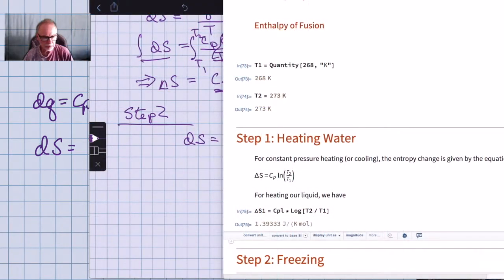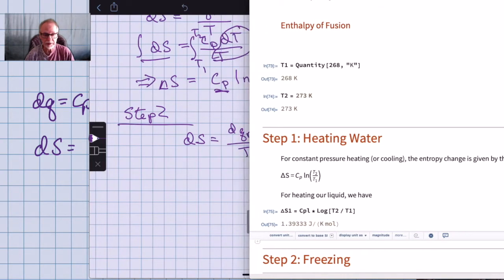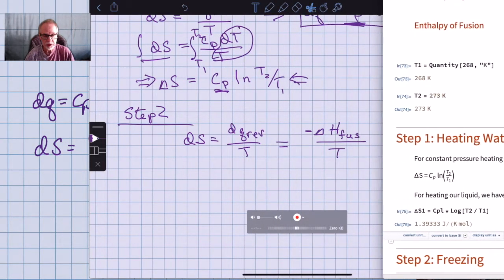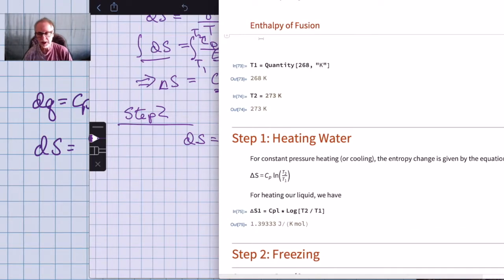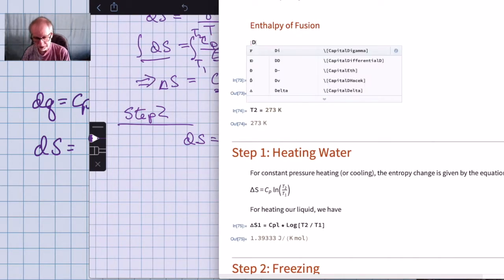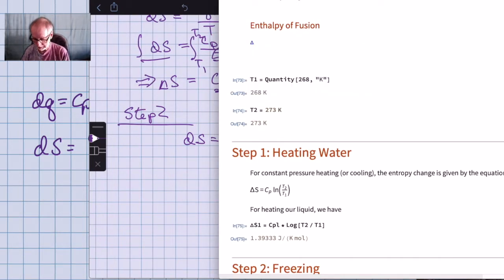Now I'm ready to calculate delta S for the freezing process at 0 degrees Celsius. It's reversible. It's an equilibrium. So basically what I need to do is get the enthalpy of fusion, which I can look up. The enthalpy of fusion here is 6,008 joules per mole. So I'm going to enter delta H: escape, shift D, escape, H.